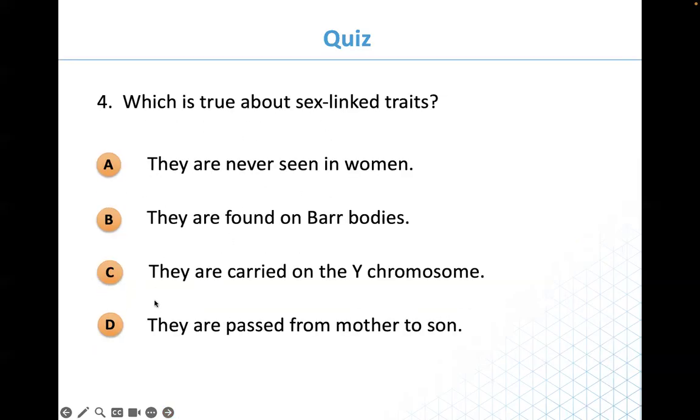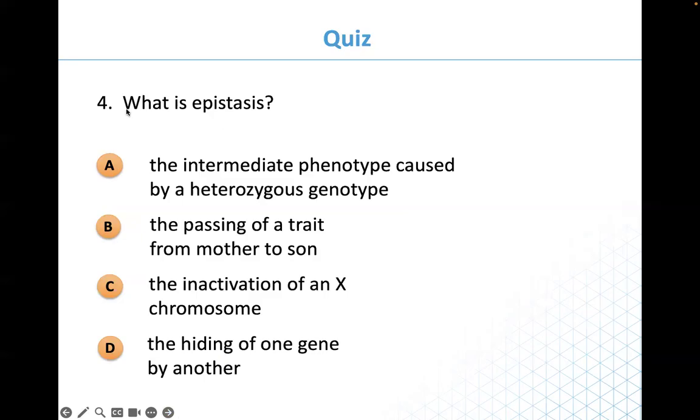Which is true about sex-linked traits? They are never seen in females, they are carried, and they pass on from mother to son. What does epistasis say? When one gene allele masks the effect of the other one. So it is hiding one but not another one.